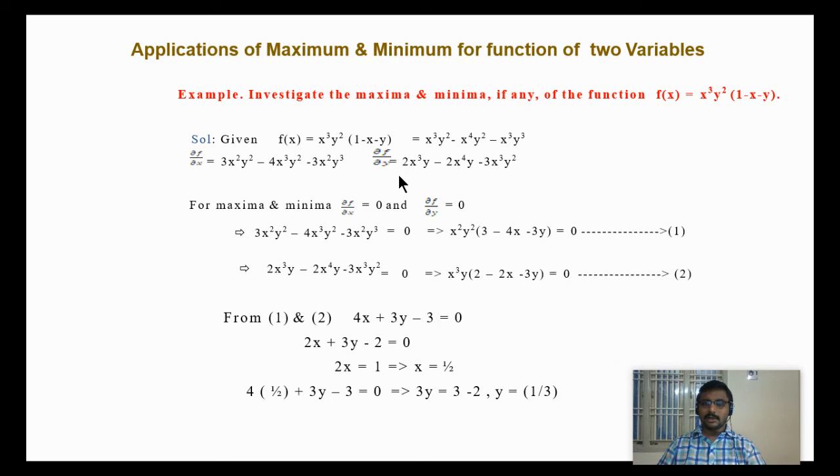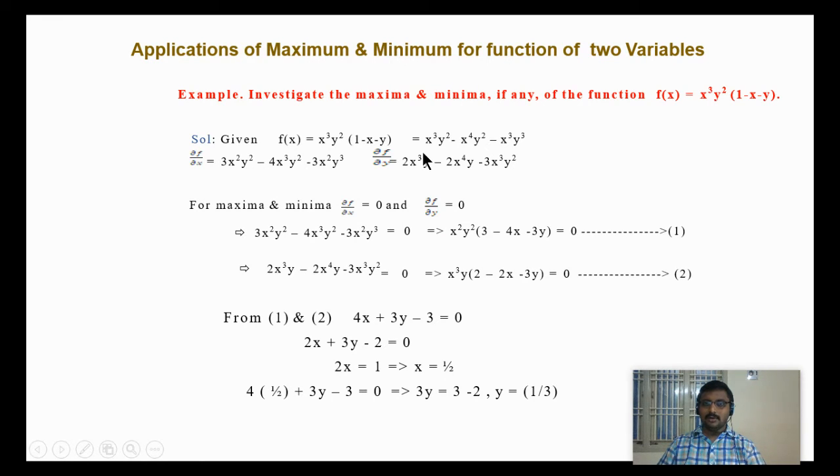Like this, we have to compute dou f by dou y also, which is obtained by differentiating f partially with respect to y, keeping x as constant. So x cube is constant, y square derivative is 2y, that is 2x cube y. Here minus x power 4 is constant, y square derivative is 2y, that is minus 2x power 4 y. For the last term, minus x cube is constant, y cube derivative is 3y square, so we will have negative 3x cube y square. Thus, we have obtained dou f by dou x and dou f by dou y.